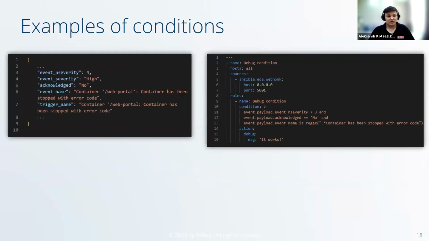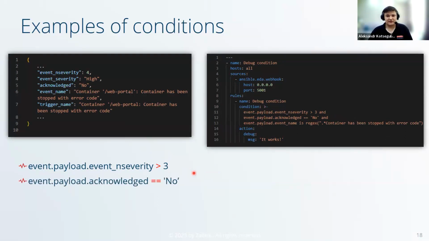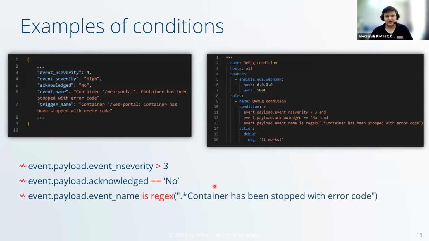And the last slide with examples of conditions. For example, we can use the event number severity and check that the severity of this event is more critical than warning. We use the mathematical operator greater, and also we can use other mathematical operators. It's greater or equals, less, less or equals, and so on. Next, it's acknowledged. And as this field contains text, we can check a certain value of this field with the operator equals. And the last example is searching by text in the field event name with the help of the construction is regex.